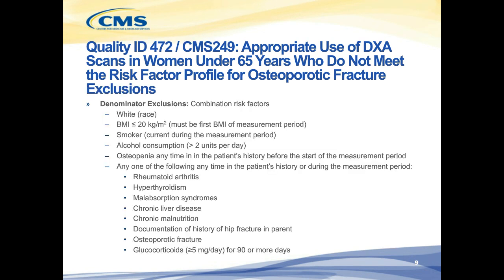Here is the list of combination risk factors. They are a mix of patient characteristics, patient behaviors, conditions, and patient history. They put a patient at higher risk for osteoporotic fracture. I won't read the list, but I'll pause here so you have a second to look at it.